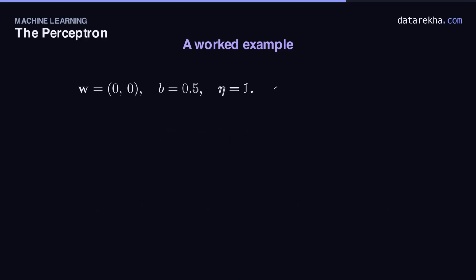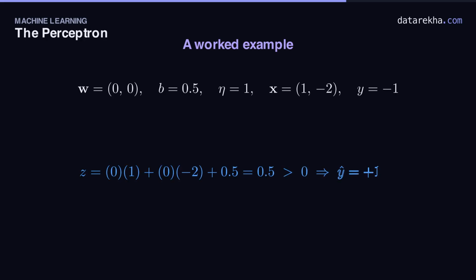One more. This time a negative point misjudged. Weights start at (0, 0), bias 0.5, learning rate 1. The point is (1, -2), and its true label is negative. The score is just the bias, 0.5, which is above 0. So the neuron fires positive. Wrong again. The truth was negative.